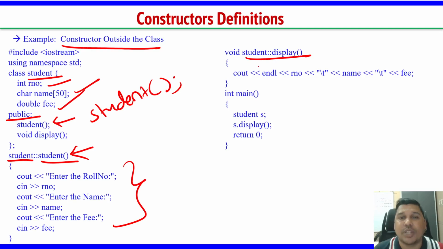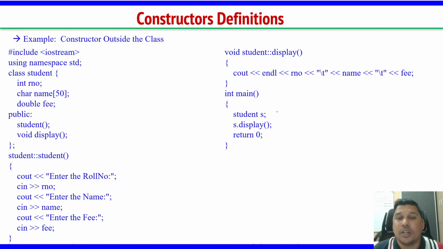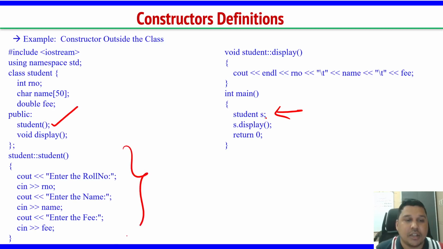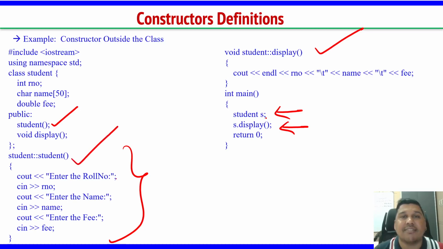When I write it outside like this, what's happening? Student is the class name, then scope resolution operator, then function name. So in this case, when I execute Student s, an object is created. When the object is created, this default constructor is executed. Where is that function? Here. This is executed. Then I am calling s.display, so this function is executed. From this default constructor it is taking the values, and display is displaying the values to me.